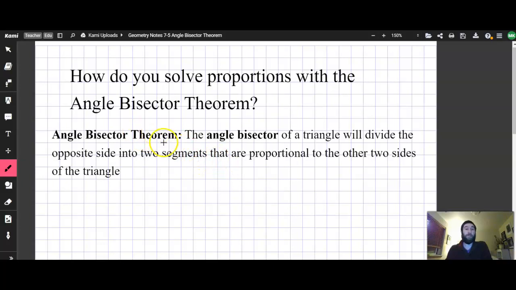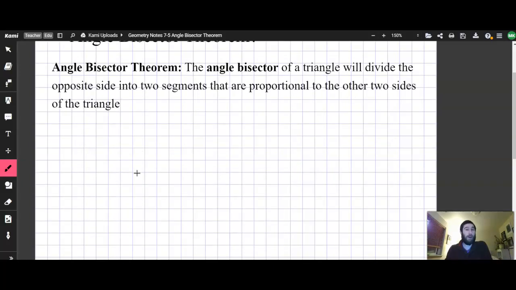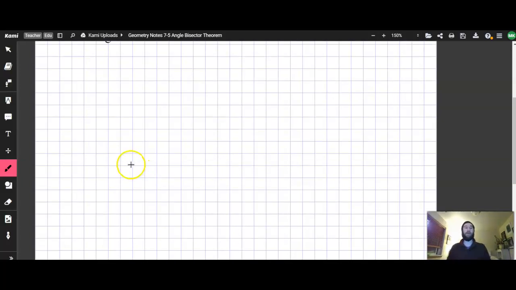So the angle bisector theorem is the fact that the angle bisector of a triangle will divide the opposite side into two parts that are proportional to the other two sides of the triangle. So let me actually draw it out so we can add a picture to all this.